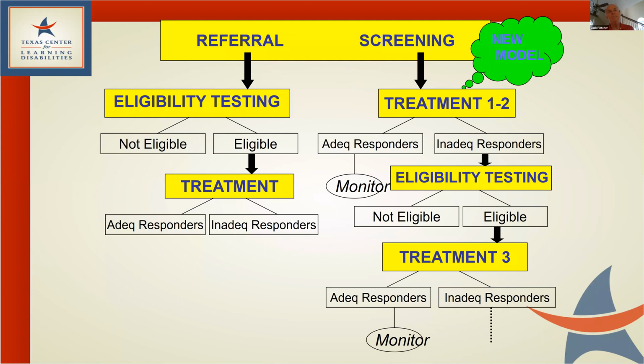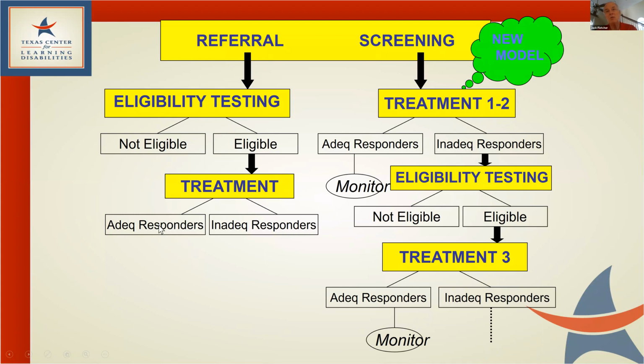Well, before that, here's the difference between the traditional models and the models that are, these slides are out of order, and I apologize for that. In a traditional model, pre-IDEA 2004, somebody would refer a kid, usually a teacher. Teacher would raise her hand and say, test this kid, there's something wrong with them. The kid would get eligibility testing. You would be either eligible or you would not be eligible. If you're eligible, you get a treatment. The treatment is the IEP.